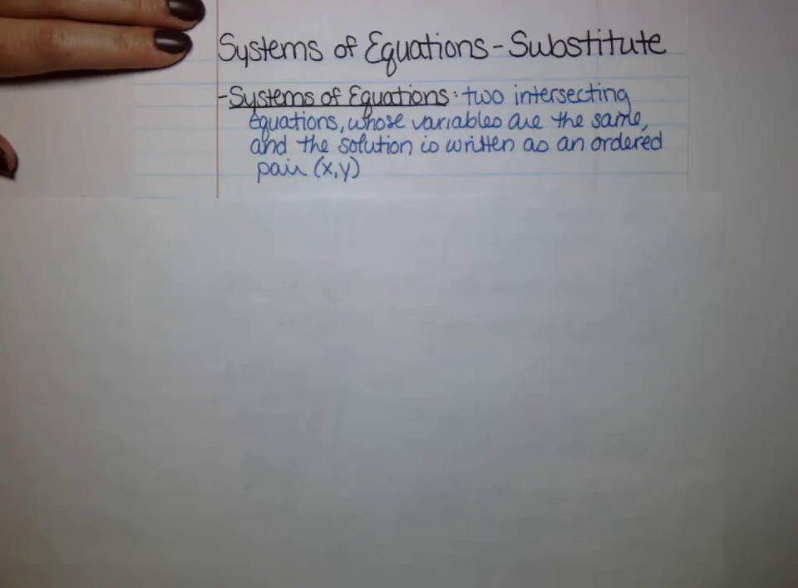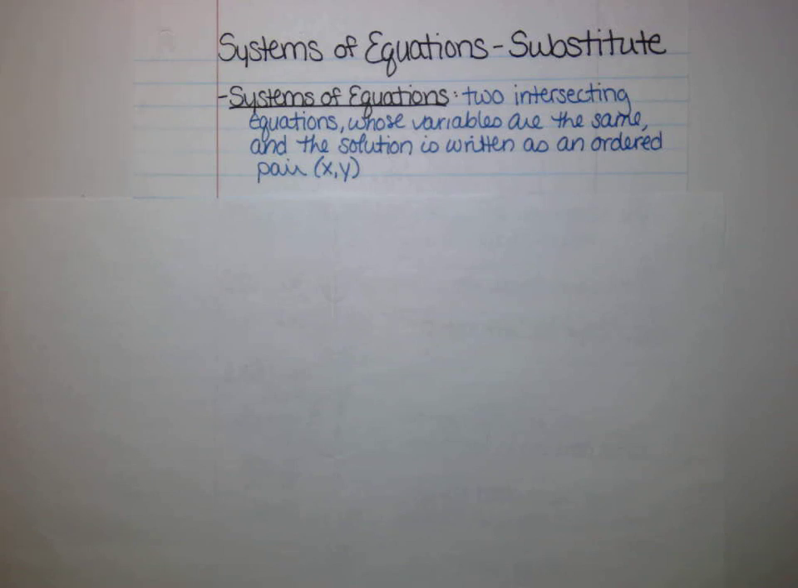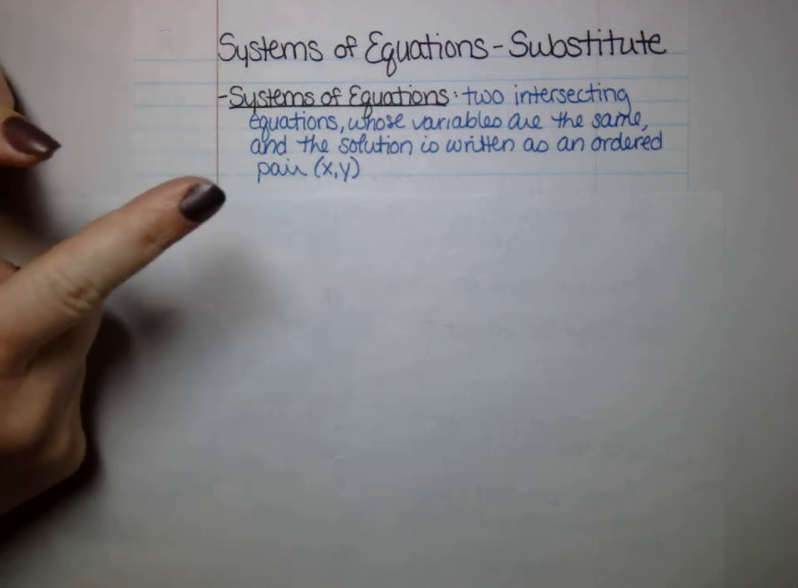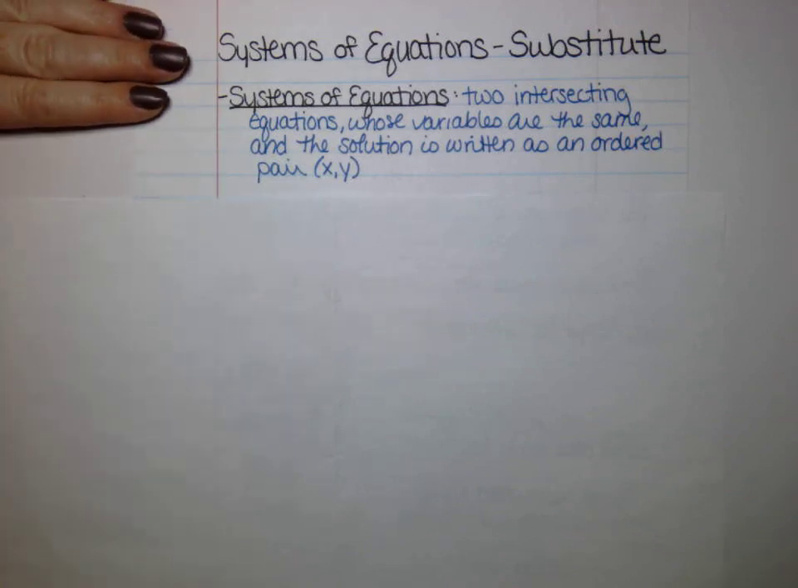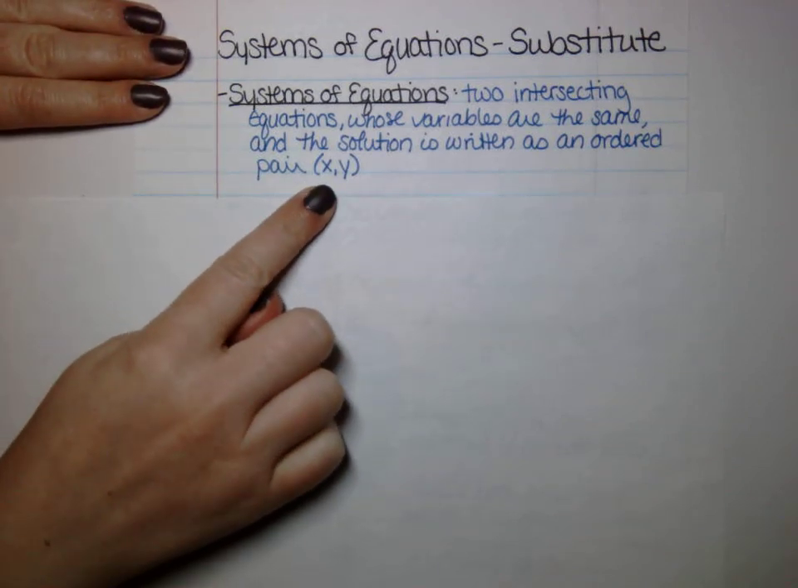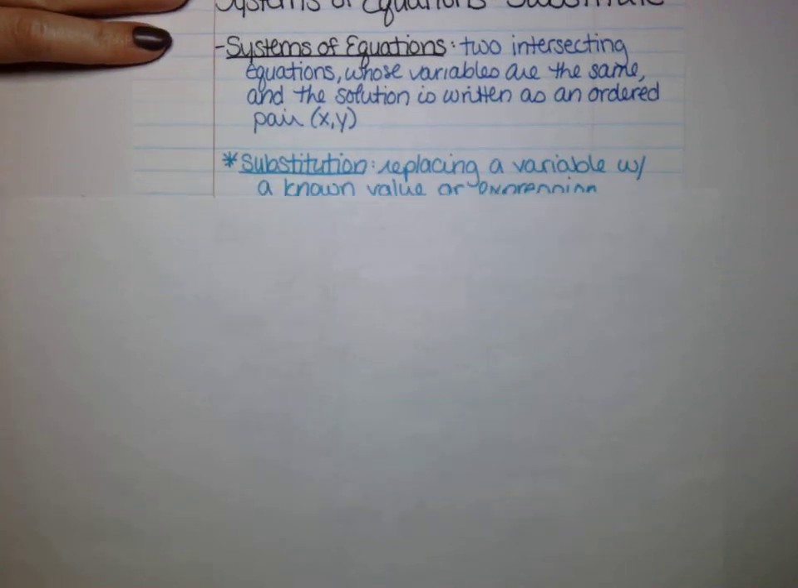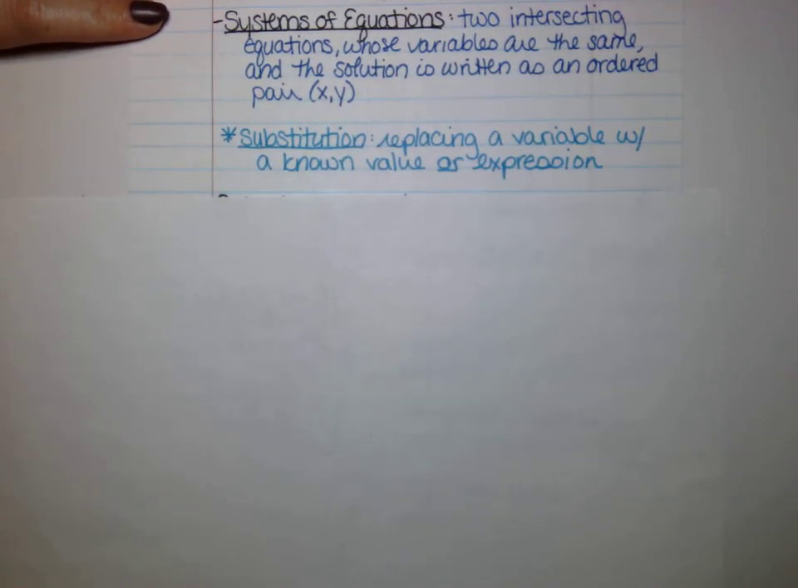Systems of equations by substitution. Systems of equations are two intersecting equations whose variables are the same, and the solution is written as an ordered pair. So instead of graphing them, we're going to algebraically solve to see where those two lines are going to actually cross. That point of intersection is an ordered pair, and that's what your solution is going to be. So, substitution is simply replacing a variable with a known value or an expression.